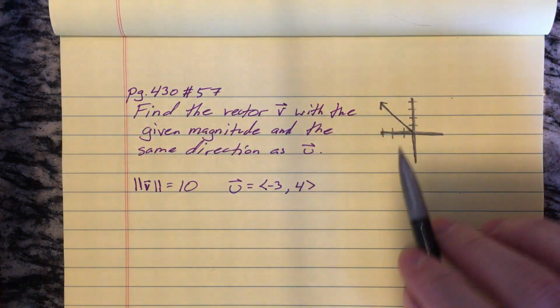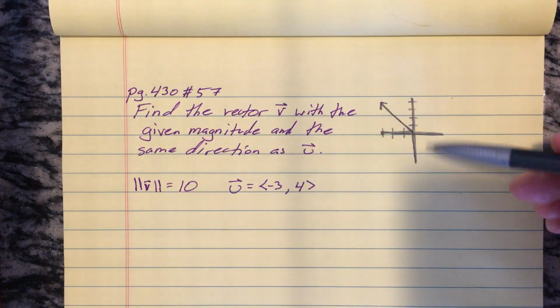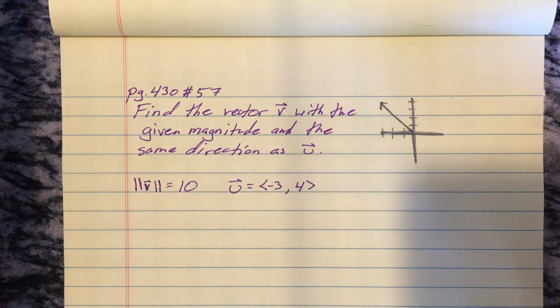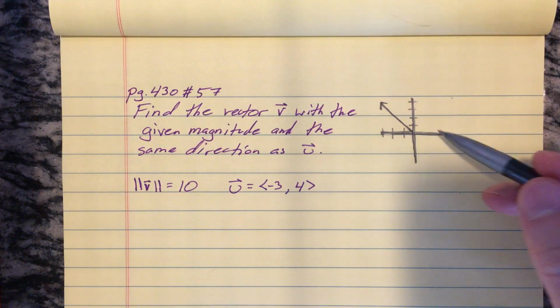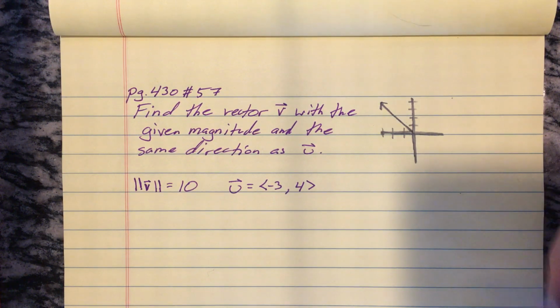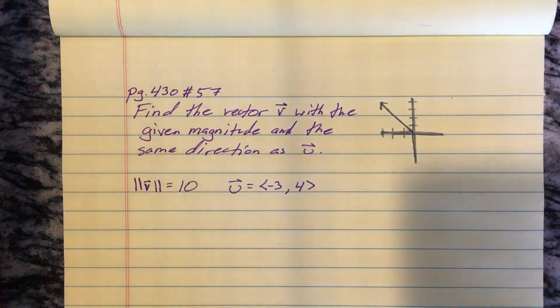Now we put an arrow at the end to show that it's a vector, but it doesn't necessarily mean that it's continuing on past that point, like you would draw on a regular graph. It's just showing that this is a vector as opposed to some random line. So that's the vector u.